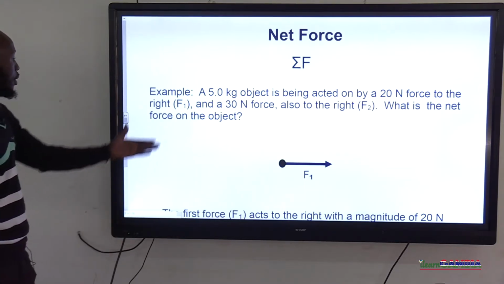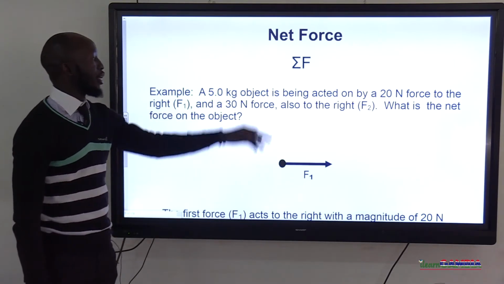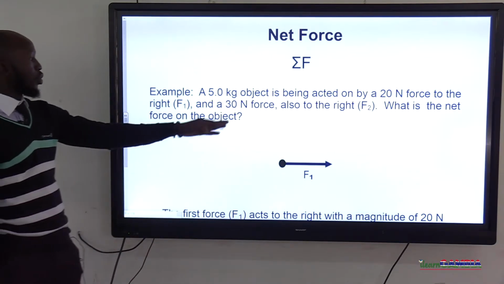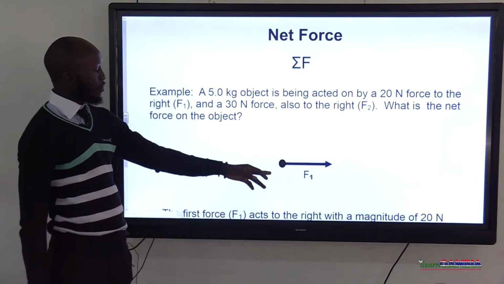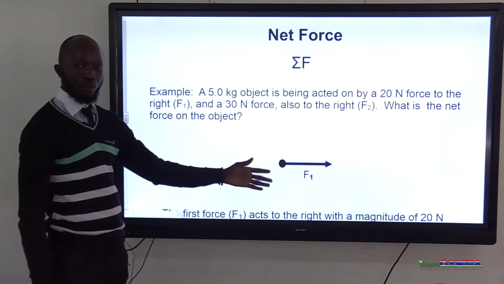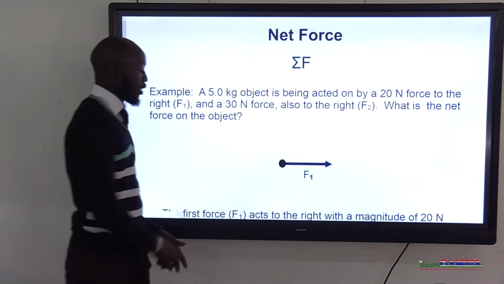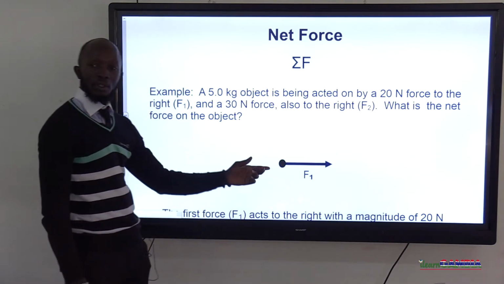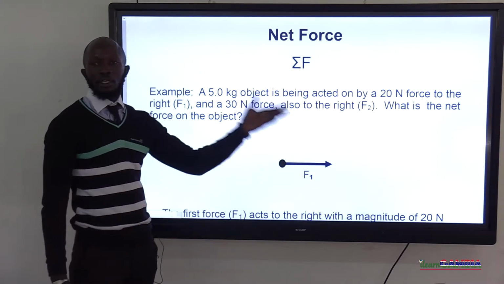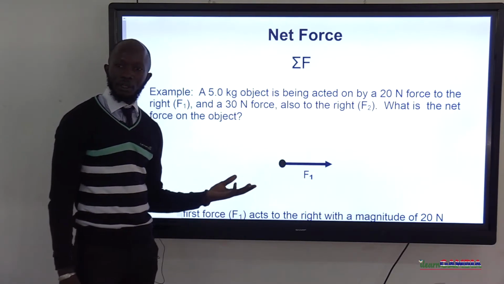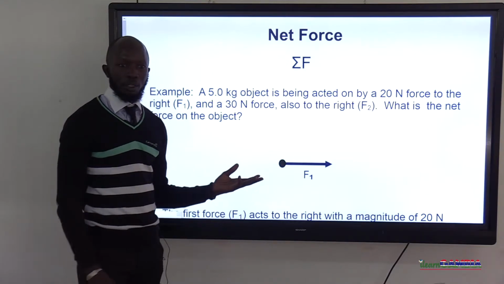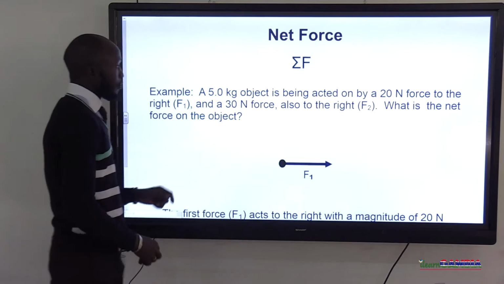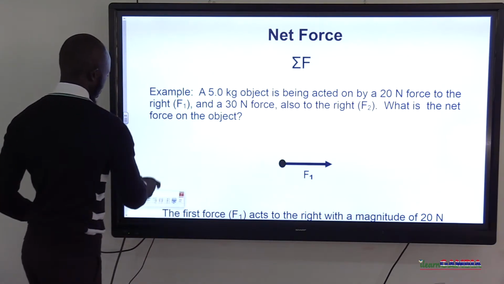For example, it says a 5 kg object is being acted on by a 20 Newton force to the right and a 30 Newton force also to the right. So let's say this is 5 kg. We have our force F, which is 20 Newtons, acting on this particular object to the right, and another force is also going to act on the same object, also to the right. So what is going to be the effect of those forces that are acting on this object, right? Let me do a quick explanation here.